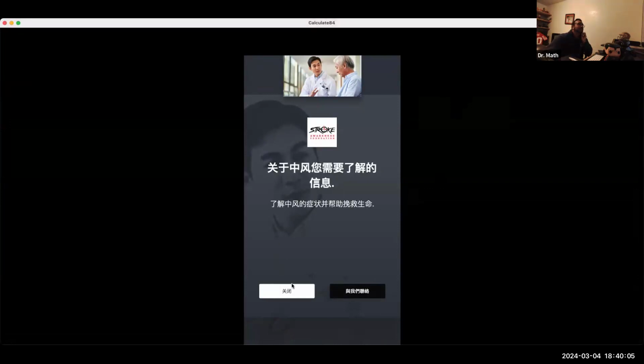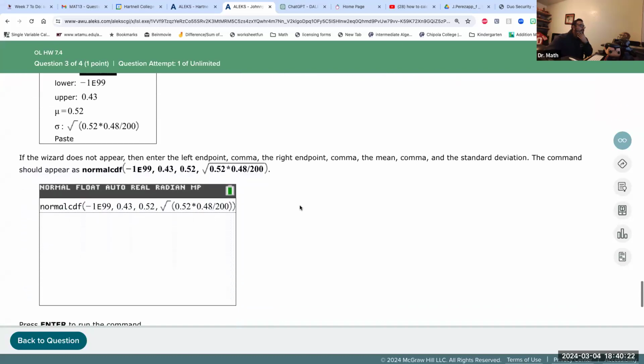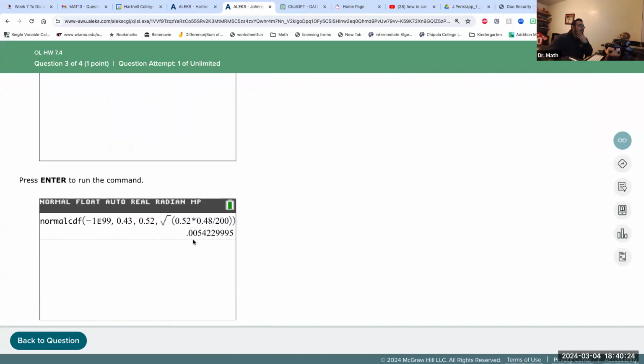I think it was this one. There it is, our calculator's back. I don't know what I just bought. So we get 0.005. That is less than 0.05. So what that tells us is, yes, this would be unusual. So our answer, just like theirs, is less than 0.05 because it's 0.005.